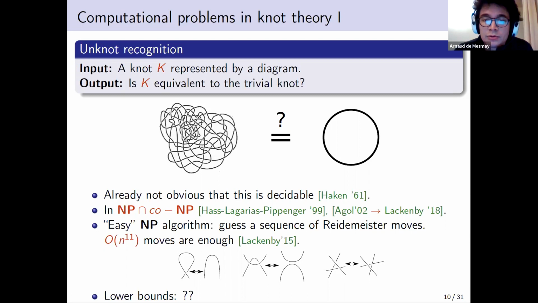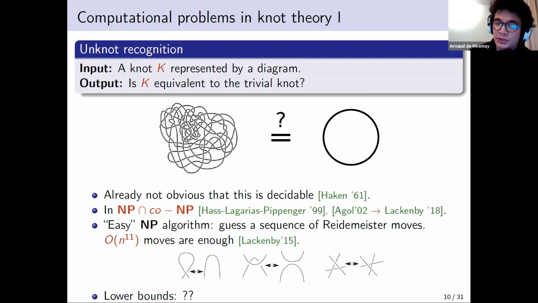So I give you a knot and I want to know, is that the trivial knot? And as I said, it's already not obvious to figure out how to do it in finite time. The first algorithm dates back to Haken in '61. And the current state of the art is that this problem is both in NP and co-NP. One way to easily see that it's in NP is that if a knot is trivial, there is a sequence of n to the 11 Reidemeister moves bringing it to the trivial diagram. And that's a somewhat recent result of Lackenby. So that's your NP certificate.